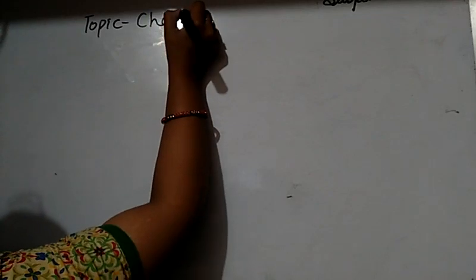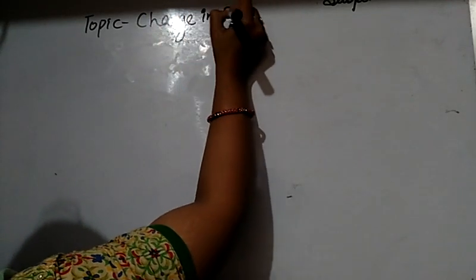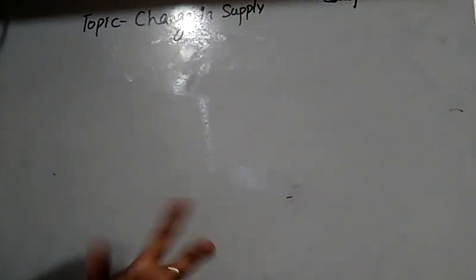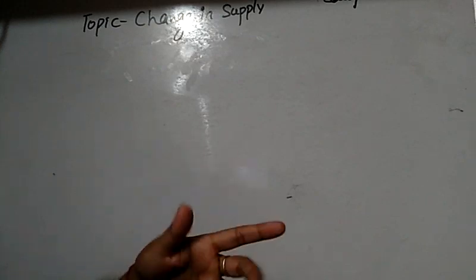Students, today I am going to explain the next topic of your chapter number 6. Topic name is change in supply. This topic is very similar to change in demand that we have already done.